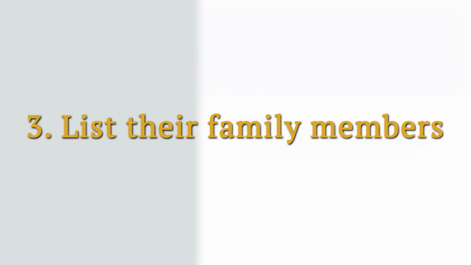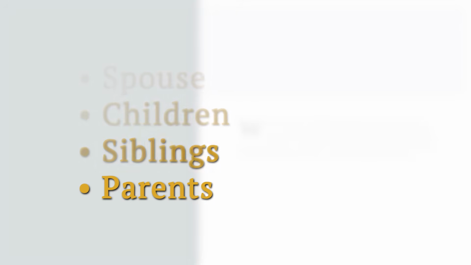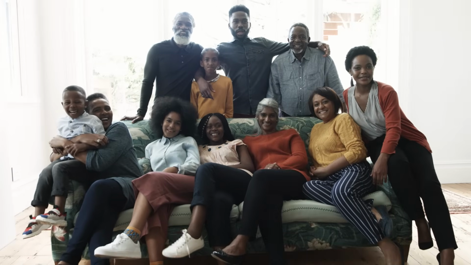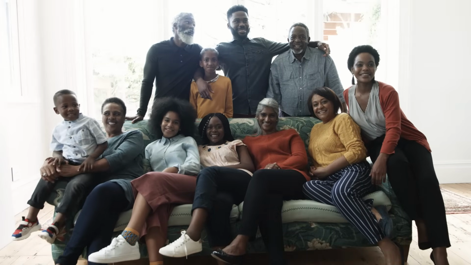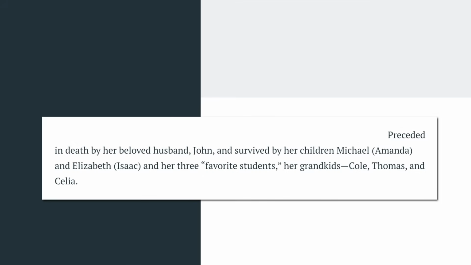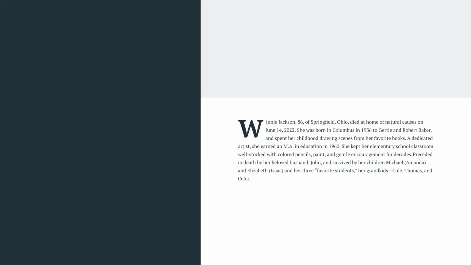Next, list their family members. Most obituaries name the surviving family members of the person who has died, as well as those who died previously. Some large families will list immediate family members by name, and then summarize additional relatives: 8 grandchildren, 16 great-grandchildren, and many nieces and nephews. However, you can choose to include anyone you feel is important to name, including devoted caregivers, lifelong friends, and even pets.